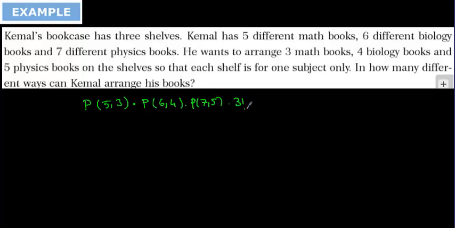And we are going to multiply here by 3 factorial. Why 3 factorial? Because there are 3 types of books. This is the group arrangement. Okay, and this is going to be the answer of the question.